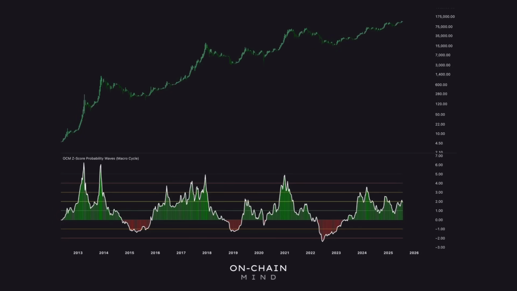Now onto the second indicator called the Z-score probability waves, which is one I've covered in detail in many other videos. This is one of my favourite probabilistic tools for identifying mean reversion opportunities across any time frame. Right here we're applying it to the weekly chart to maintain a macro perspective and smooth out any noise. The further price moves from its mean, the higher the z-score, and the greater the probability of a reversal.